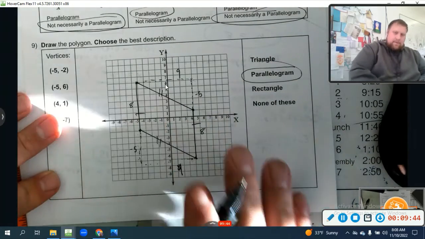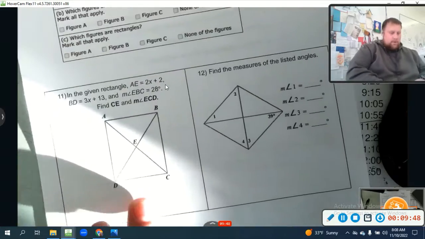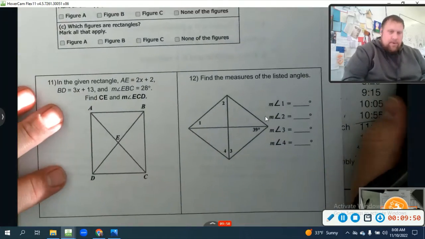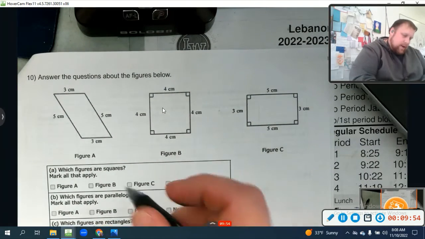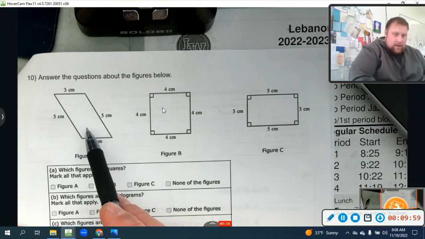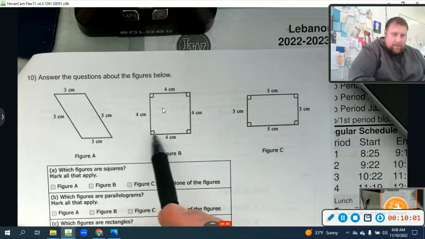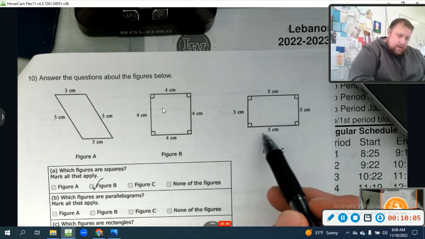We're good. Okay, moving on up to the side. We're almost done here already. These are going to go quick, guys. Answer the following questions. Which figures are squares? Clearly not. Have to be same equal sides, 90-degree angles. Boom, figure B is. These aren't same sides.